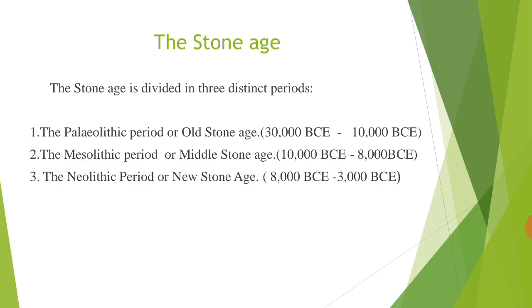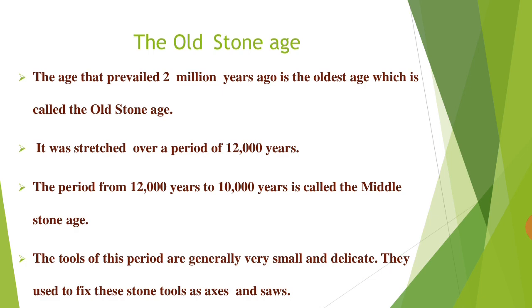It started from 30,000 BCE to 10,000 BCE. The Mesolithic period or Middle Stone Age is from 10,000 BCE to 8,000 BCE. The Neolithic period or New Stone Age is from 8,000 BCE to 3,000 BCE. The age that prevailed 2 million years ago is the oldest age, which is called the Old Stone Age. It stretched over a long period. The period from 12,000 years to 10,000 years is called the Middle Stone Age.